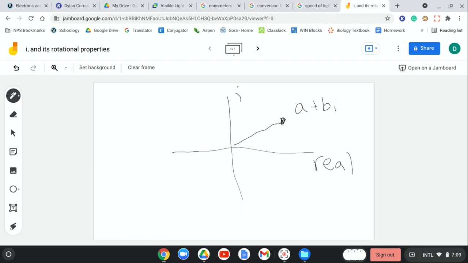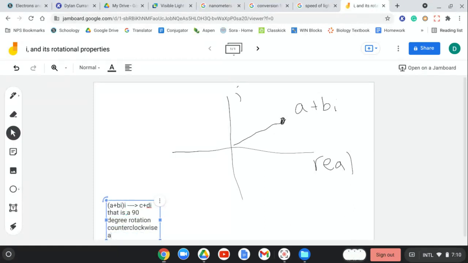All right. And what I'm trying to show for you guys here is that when you take this number, a plus bi, where a and b are real numbers and its coefficients, and you multiply it by i, you will get a new complex number. Let's label it c plus di. That is simply a 90-degree rotation counterclockwise around the origin of the original complex number.